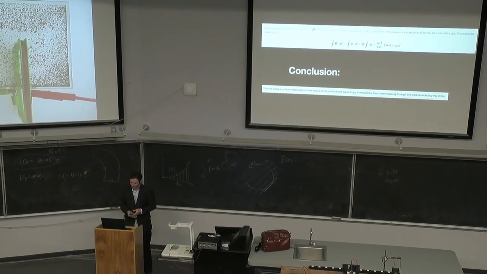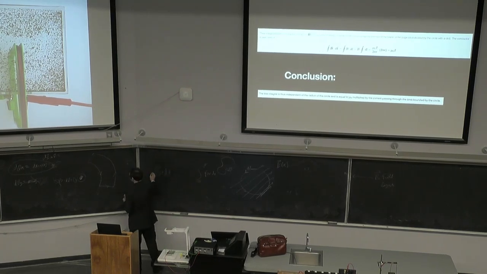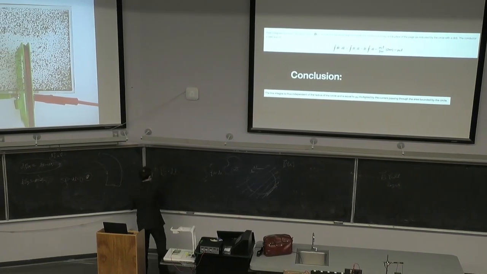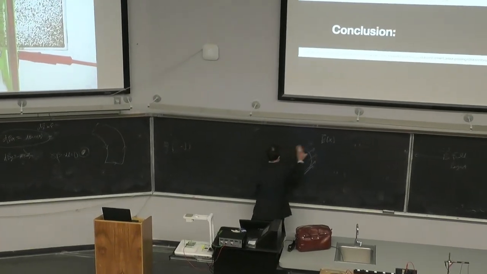So the conclusion here is that for these different integration paths, the line integral is independent of the radius of the circle and is equal to mu naught multiplied by the current passing through the area bounded by the circle. That's another fact about it. It doesn't matter how big of an integration path you draw. This is kind of interesting. The falloff in strength exactly equals the distance of the integral.